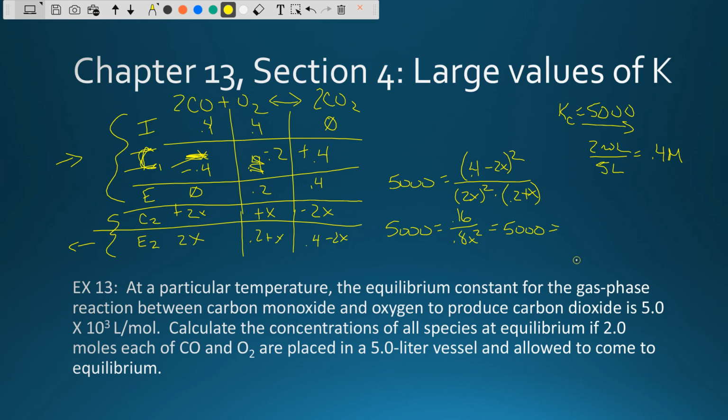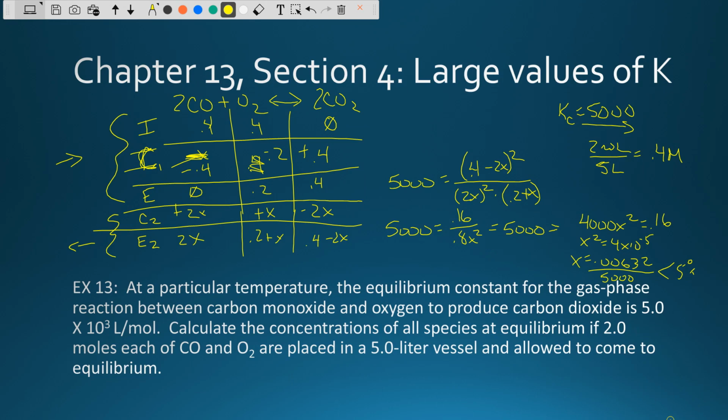And so if I multiply both sides by 0.8x squared, I'm going to end up with 4,000x squared equals 0.16. X squared will then be 4 times 10 to the negative 5, and x is 0.00632. Can I get away with actually canceling out my x's? Well, this is going to be less than 5%, and so yeah, I can do that.